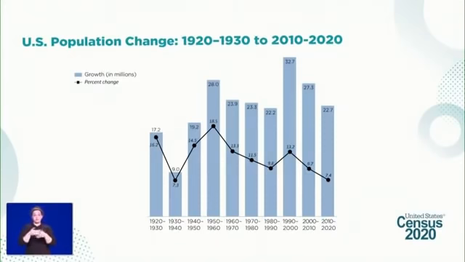The bars show the numeric change in population by decade. The black line shows the percentage change by decade. Since the 1950s, percentage increases have generally been declining each decade.